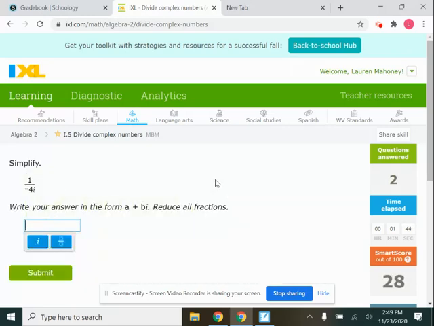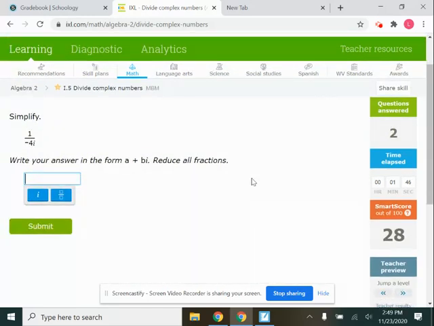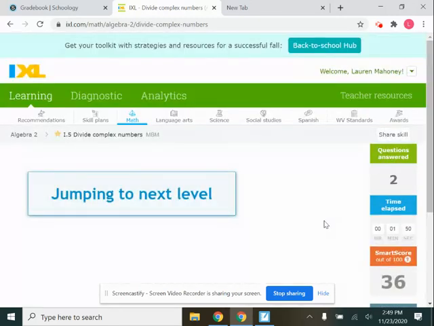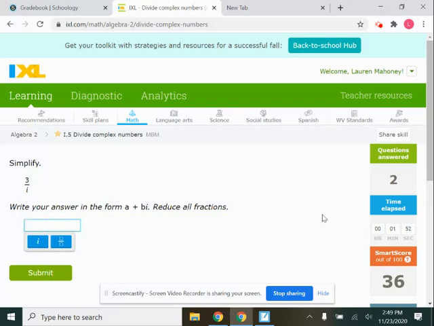This one is actually the exact same question. So again, if you have just a single i term in the bottom, you're going to be multiplying by i over i. You could multiply by positive 4i over positive 4i. You just have to make sure you reduce your fraction at the end.